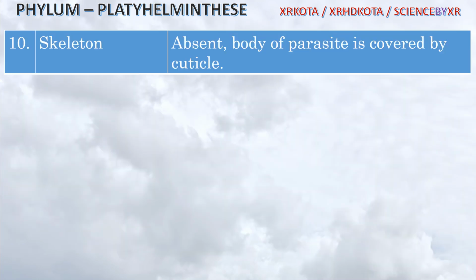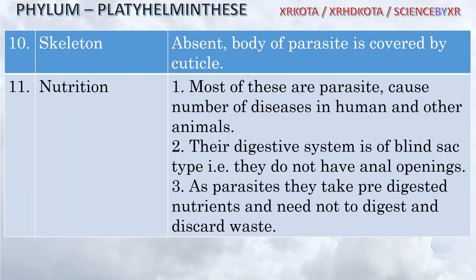Okay, skeleton, so it is absent. However, the parasites have a cuticle layer on them. Nutrition, most of these are parasites, and if they are parasites, then they will be absorbing the nutrients directly from the host with the help of their suckers. And if they are free living, then they will be depending on the dead organic matter. Digestive system is blind sac. That is not a very well developed system because they are already taking pre-digested food, so they need not digest it.